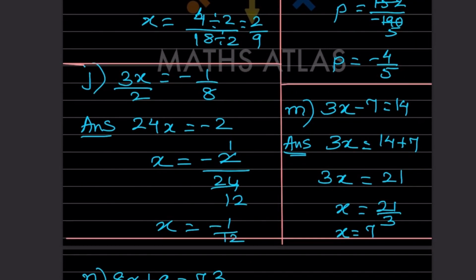Now the next one says 3x minus 7 is 14. So 3x is 14, as it is on the right hand side. So minus 7 goes on the right, it is going to be plus 7. So 3x is 21. So x is going to be 21 divided by 3. That is, x is 7.